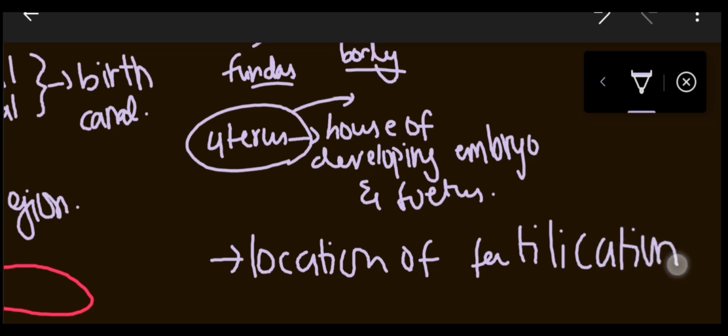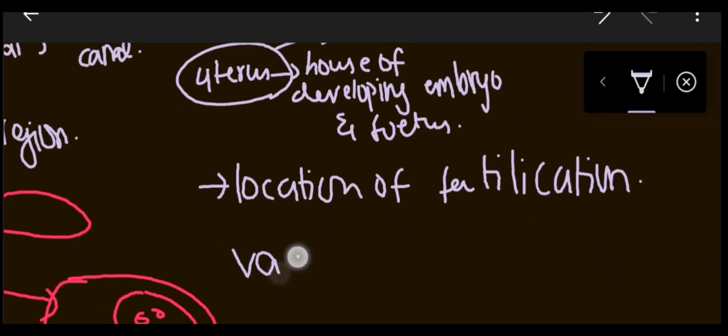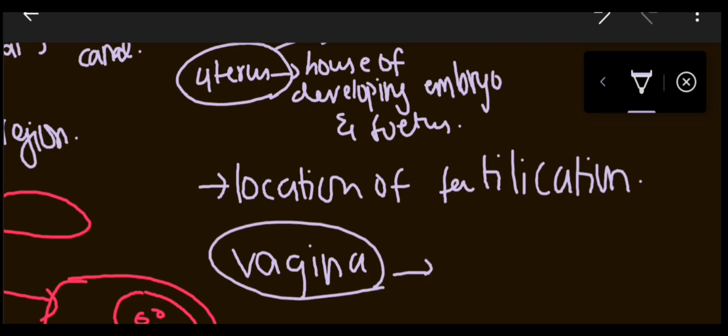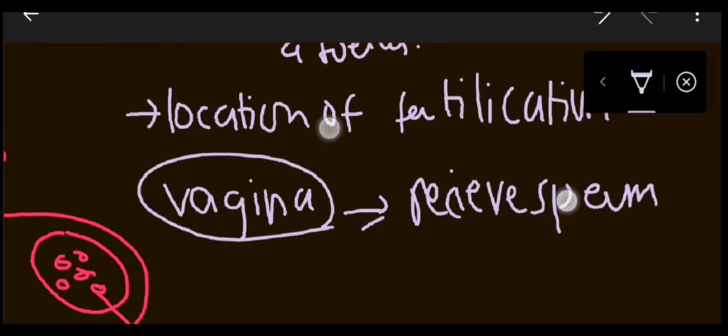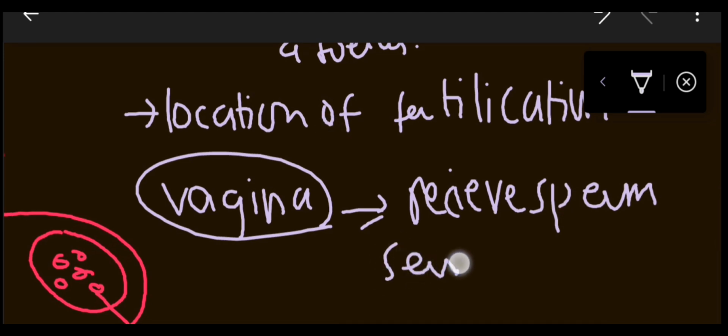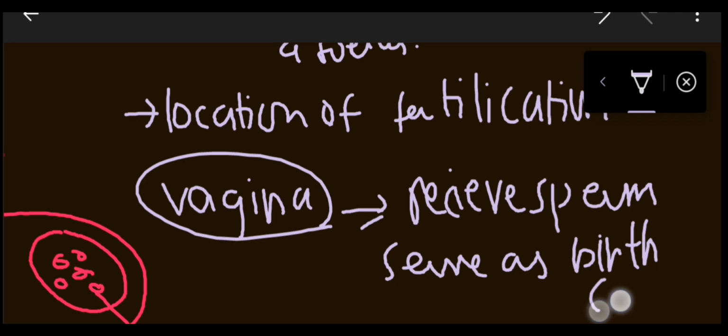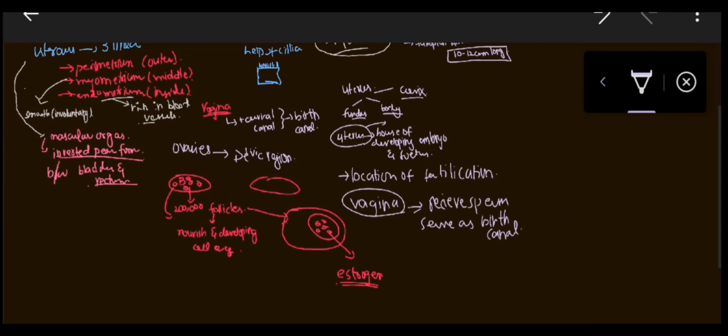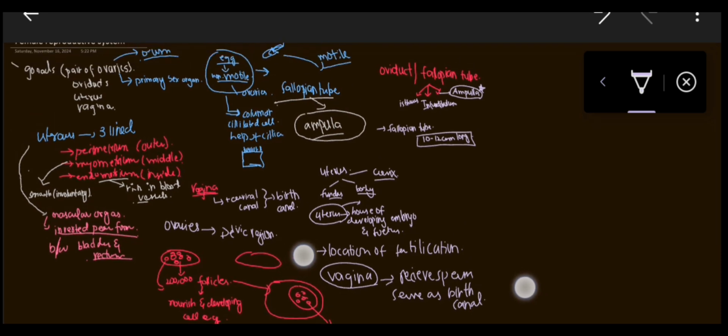And what about vagina? Vagina is basically the birth canal. ये बर्थ कैनाल के तौर पे काम करती है. रिसीव करती है स्पर्म को. सर्व एज बर्थ कैनाल. ओके. आफ्टर दैट उसके बाद हमारे पास क्या होता है?